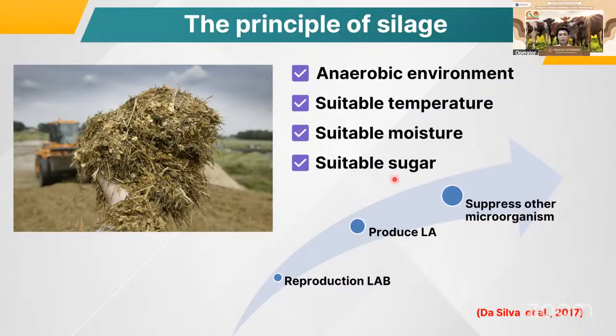The last one is the energy source, like the sugar source contained in the plant. This is the source of food for lactic acid bacteria. With low sugar, low energy, or low water soluble carbohydrate, lactic acid production might be low and this cannot suppress other microorganisms. So we try to support these bacteria to produce more lactic acid, and this can suppress some undesirable bacteria that we don't need.